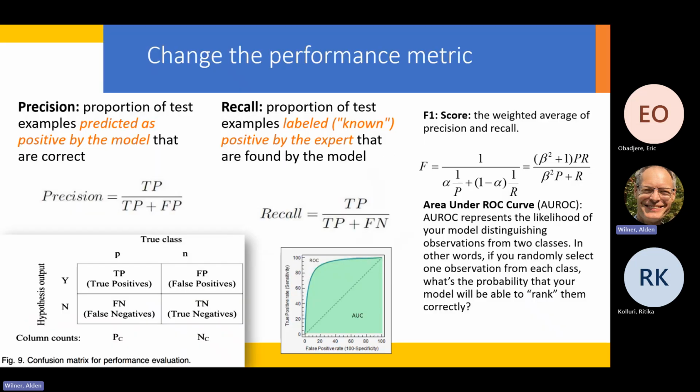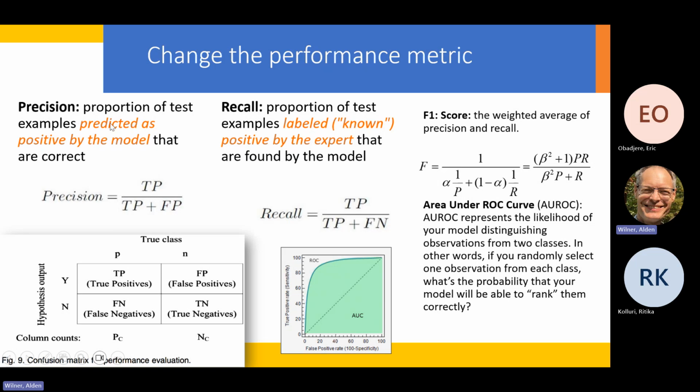So what we're going to do is change the metric. We've already seen this slide in different shapes and sizes, but we're going to look at precision and recall. Precision is the true positive over the true positive plus the false positive. In other words, how precisely did we pick out the positives? And recall is how good were we at finding the ones that were labeled by the experts.